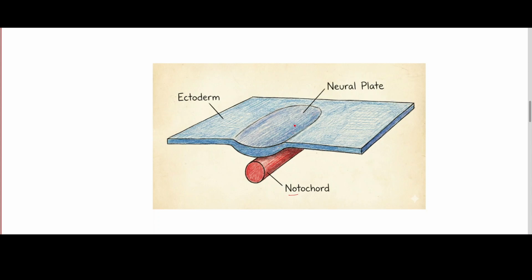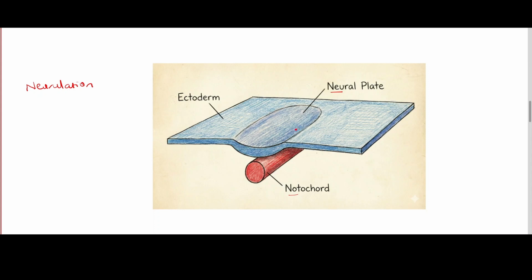Now that the neural plate has formed, the next major event is called neurulation. Neurulation is the process by which the neural plate is transformed into the neural tube. And the neural tube will eventually become the brain and the spinal cord.